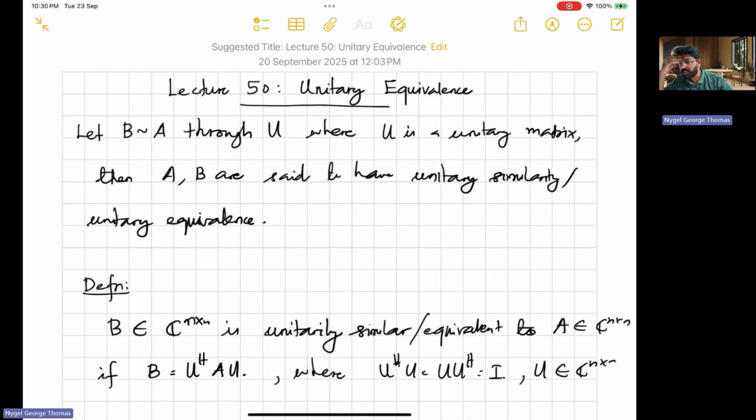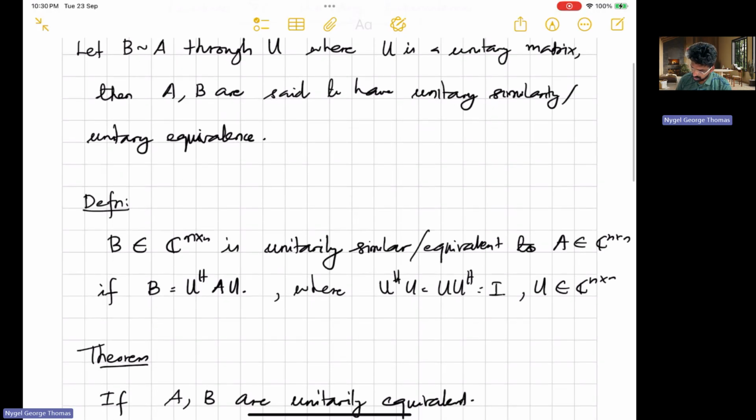Now let's look at unitary equivalence, which is something similar to what we had, like similarity. So if B is similar to A through a unitary matrix, then A and B are said to be unitarily similar or unitarily equivalent.